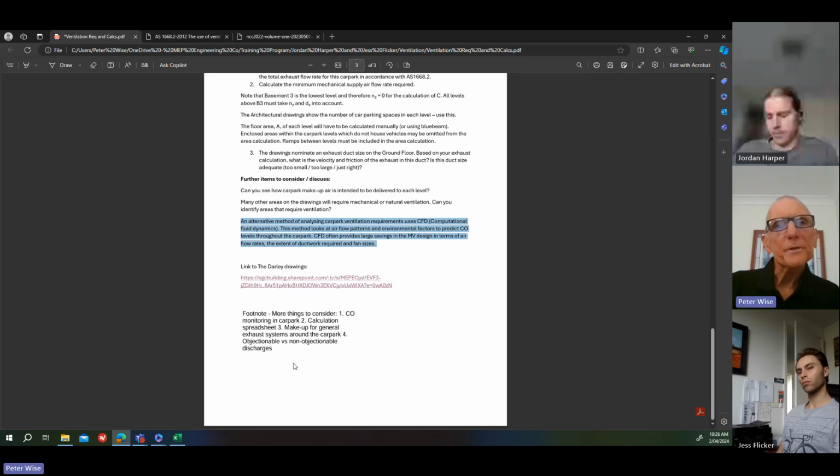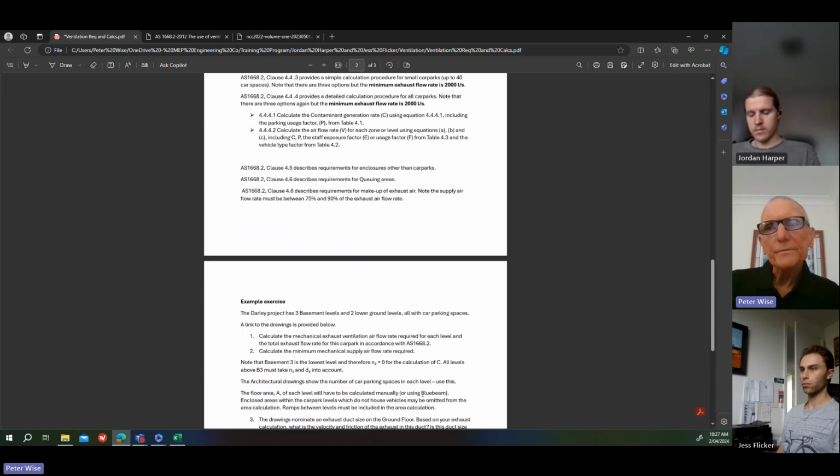And there's a few other things I've mentioned at the bottom here. I'll send you this document anyway. We've talked about objectionable and non-objectionable. CO monitoring in the car park is covered in AS 1668 Part 2. If you're monitoring the concentration of CO, you can control the speed of the fans and slow them down if the CO level is low. We'll talk about that more later. And makeup for general exhaust systems around the car park, we need to consider that as well.